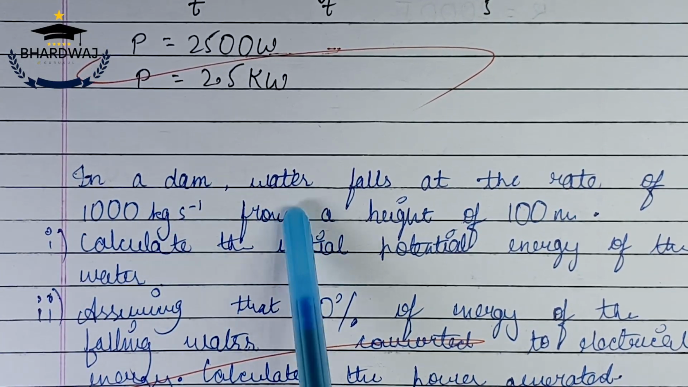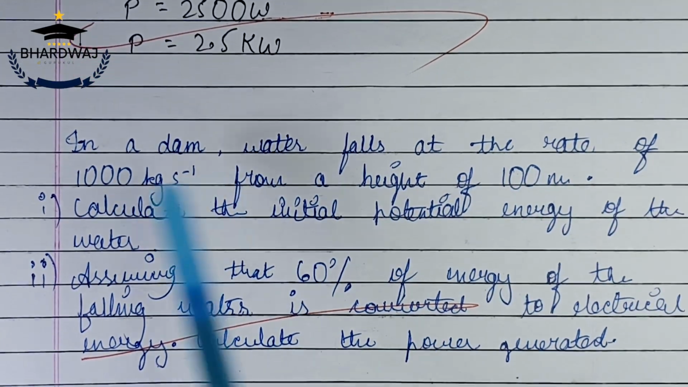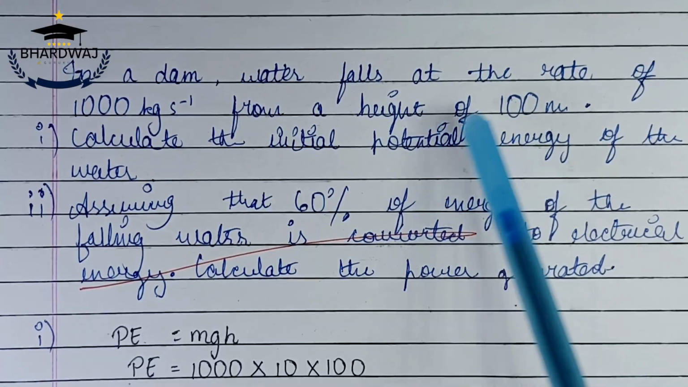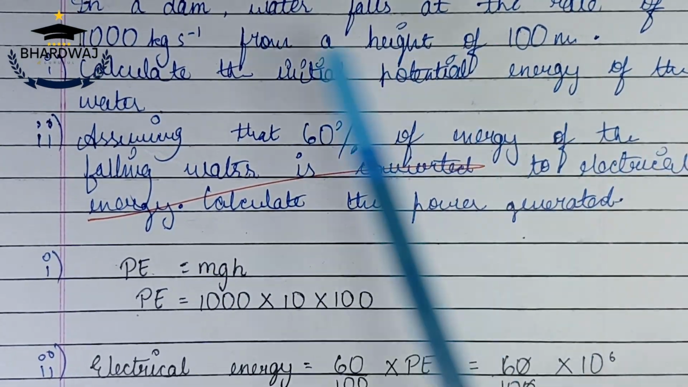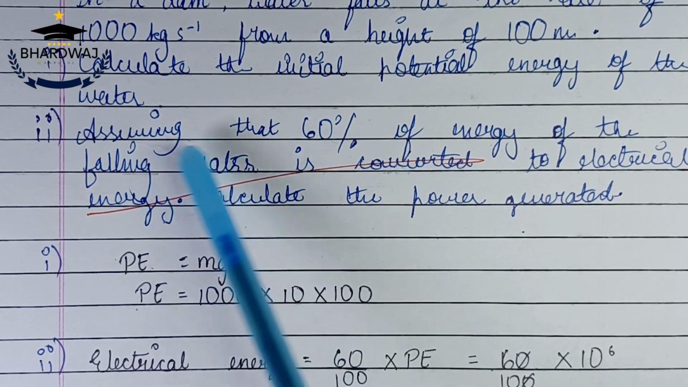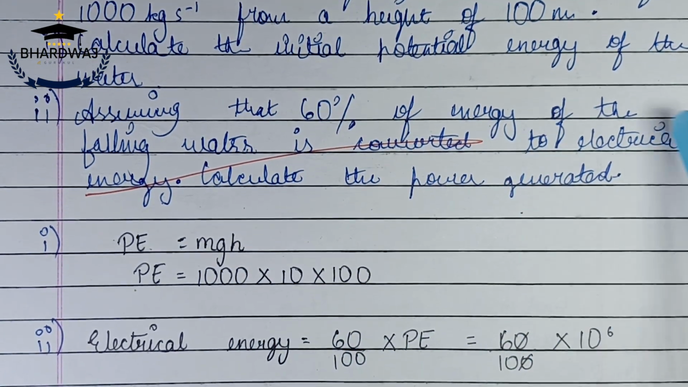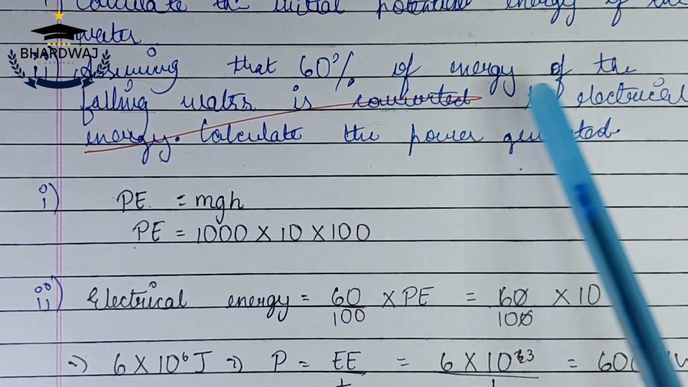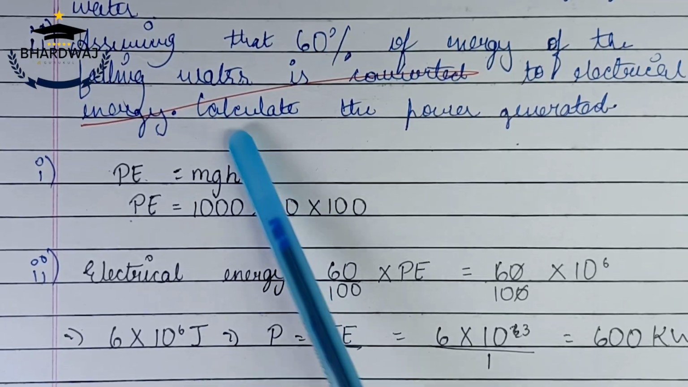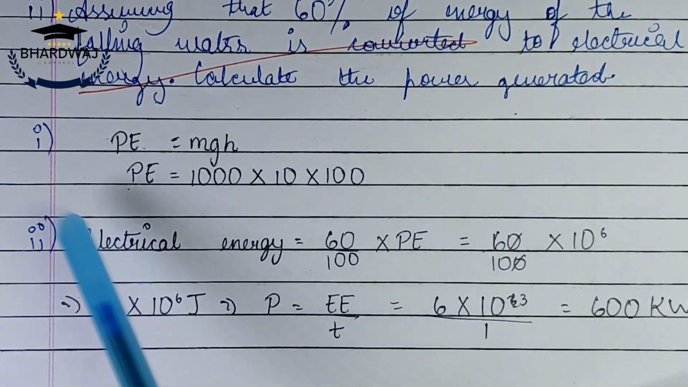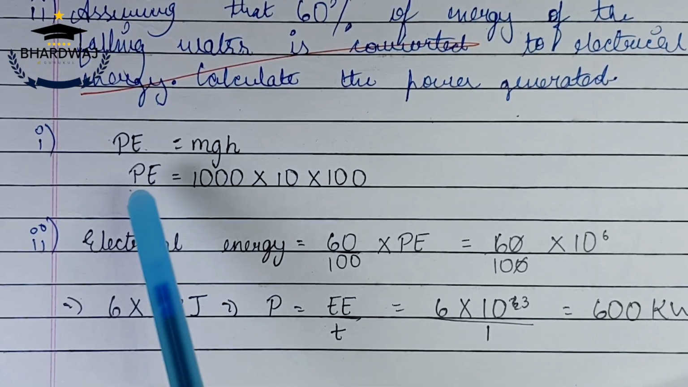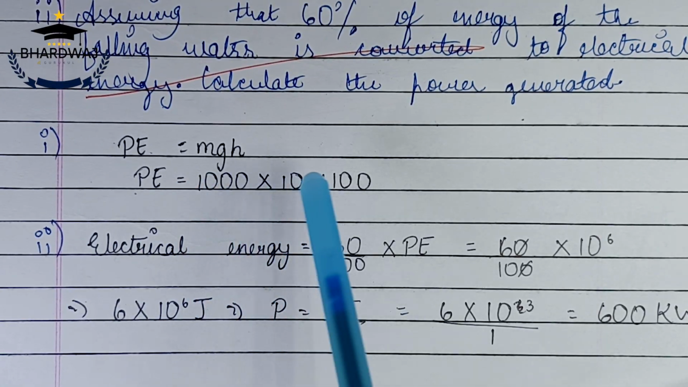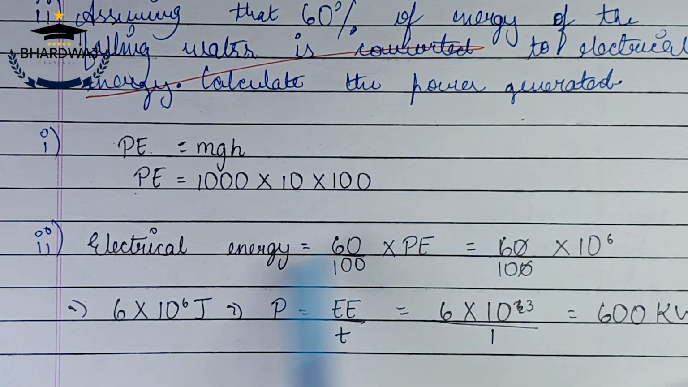In a dam, water falls at the rate of 1000 kg per second from a height of 100 meter. Calculate the initial potential energy of the water. Second part, assuming that 60% of the energy of the falling water is converted to electrical energy, calculate the power generated. First part, potential energy is equals to mgh, so potential energy is equals to 1000 into 10 into 100, you will solve it for the answer.